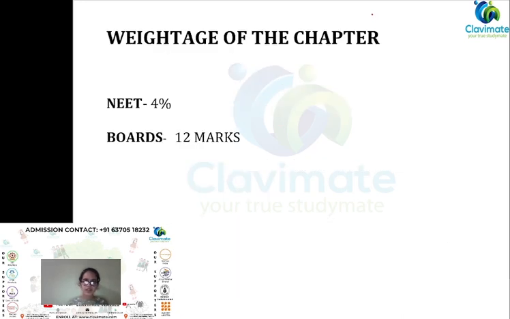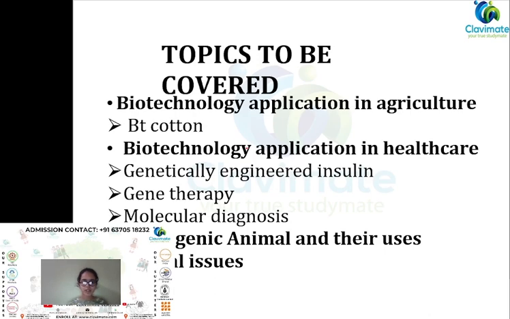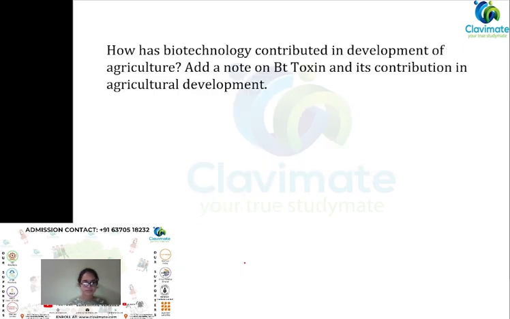And coming to the weightage of this chapter, in NEET it holds around 4% of the weightage, and in boards it carries 12 marks. Some of the topics to be covered are biotechnology application in agriculture, such as BT cotton, and biotechnology application in healthcare, such as genetically engineered insulin, gene therapy, molecular diagnosis, transgenic animals and their uses, and ethical issues. How has biotechnology contributed in the development of agriculture? And add a note on BT toxin and its contribution.